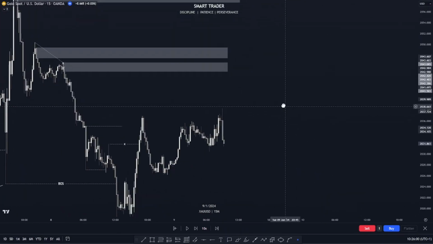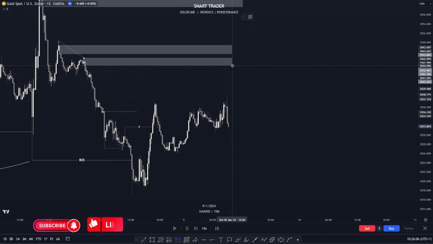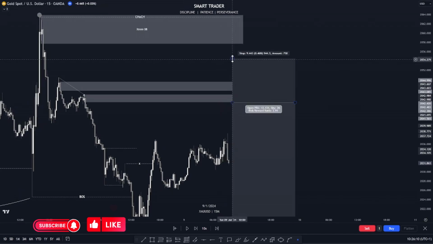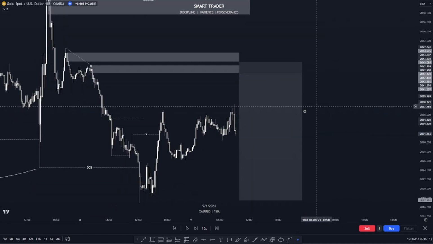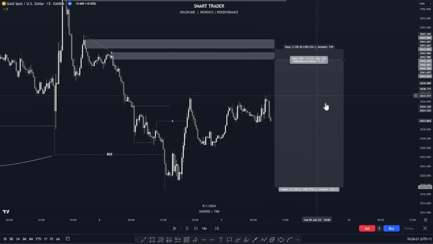So all we had to do is to wait for the market to mitigate our decisional order block right here. Okay, and we can take our sell, but we don't have to wait for the market to mitigate our decisional order block. We can also watch the market for single candle order block formation.